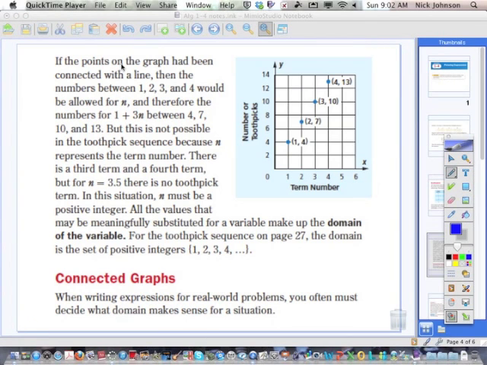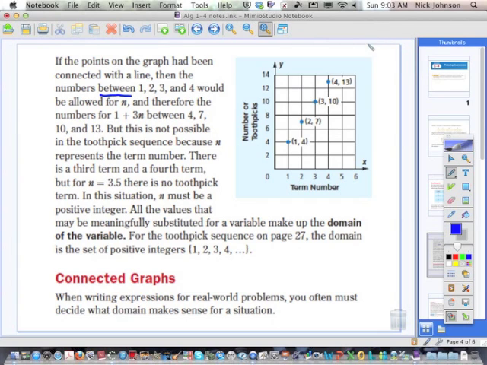It says, if the points on the graph had been connected with a line, then the numbers between 1, 2, 3, and 4 would be allowed for n. And therefore, the numbers for 1 plus 3n between 4, 7, 10, and 13. If you look here, they plotted those points that we just got done talking about: 1, 4, 2, 7, 3, 10, 4, 13. If we wanted to, we could have plotted 10, 31.